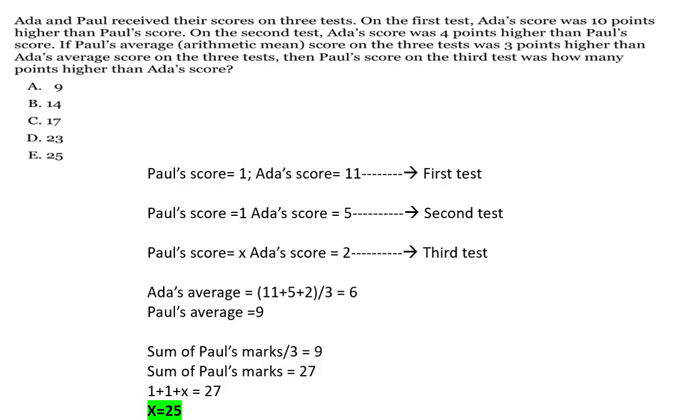But we know the marks of his first and second test is 1 each. So 1 plus 1 plus x is equal to 27. So in the third test, he has ideally scored 25 points, which is option E.